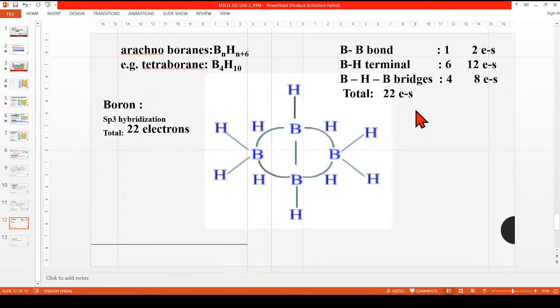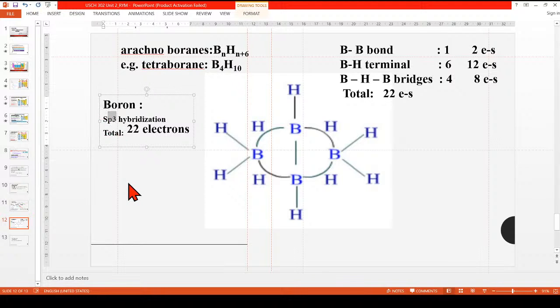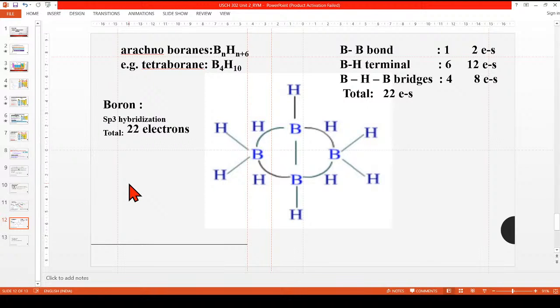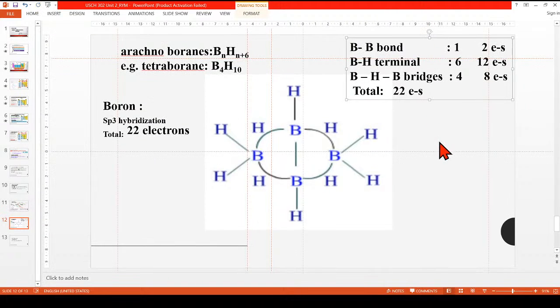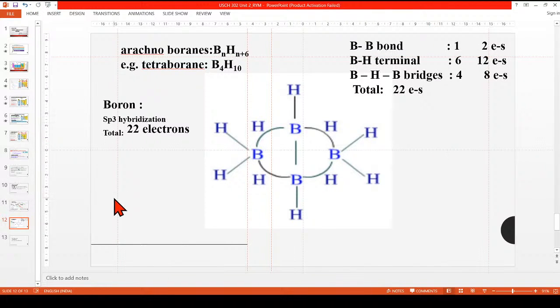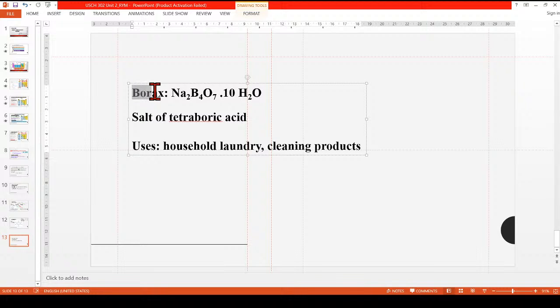And here also boron undergoes sp3 hybridization. In diborane also the hybridization of boron was sp3. Here also you have hybridization sp3. Actually for your regular offline mode, you have everything in detail, but now since this is your online mode of teaching, and we are too late to start this topic, we are not taking it in detail. So this is about tetraborane, and the next compound of boron is borax.